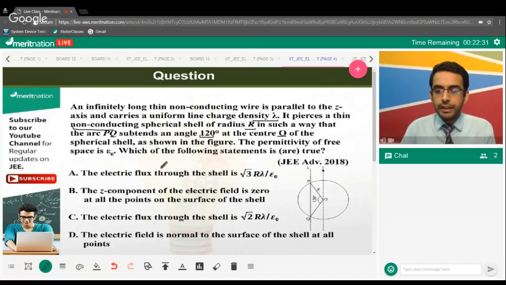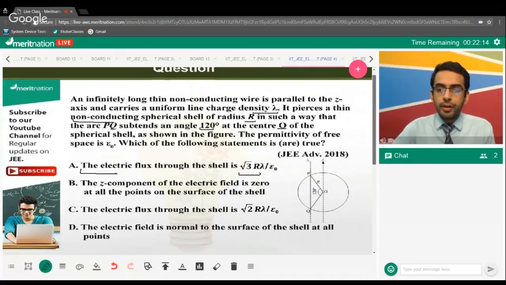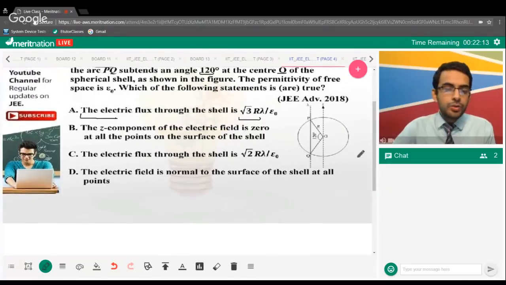In this, there can be multiple answers. So how to solve this question, students? Let's read the first option. The electric flux through the shell is root 3 R lambda by epsilon naught. So first thing, electric flux.